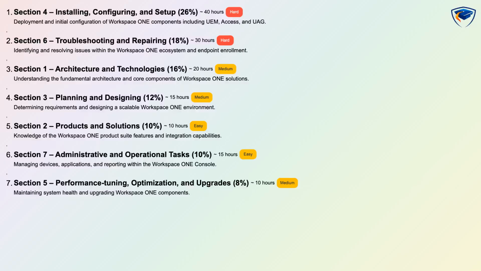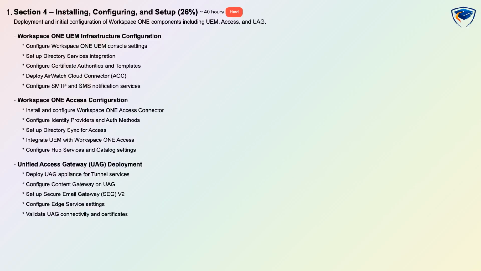Each domain lists difficulty, estimated study hours, and assessment type so you can plan focused study sessions and hands-on practice accordingly. Section 4 Installing, Configuring, and Setup is 26% of the exam and is rated hard with an estimated 40 hours of learning and hands-on plus conceptual assessment types.